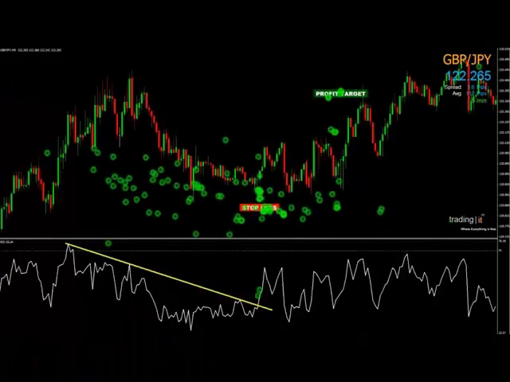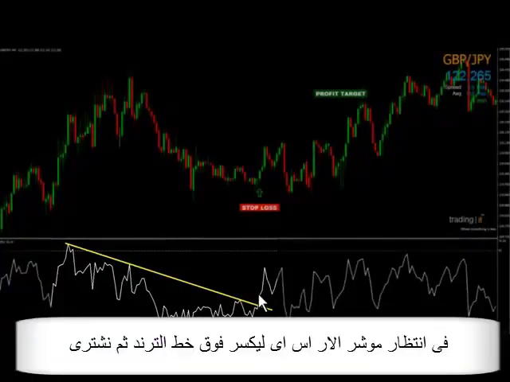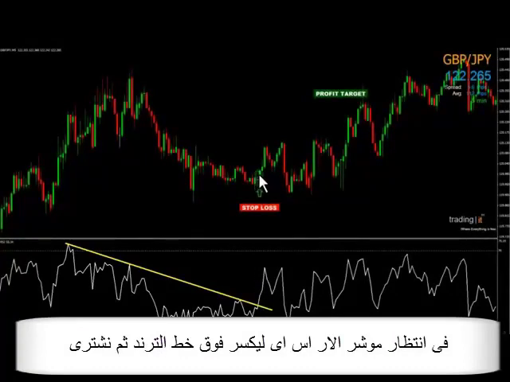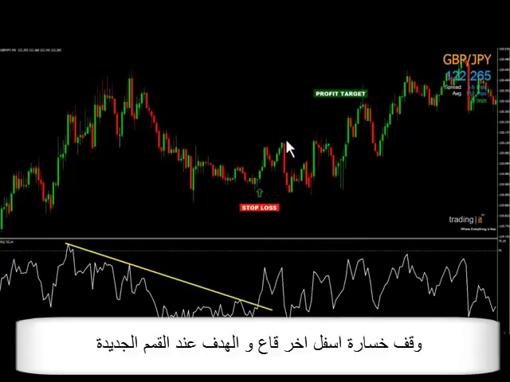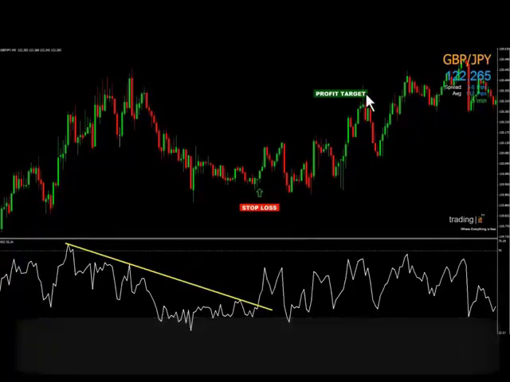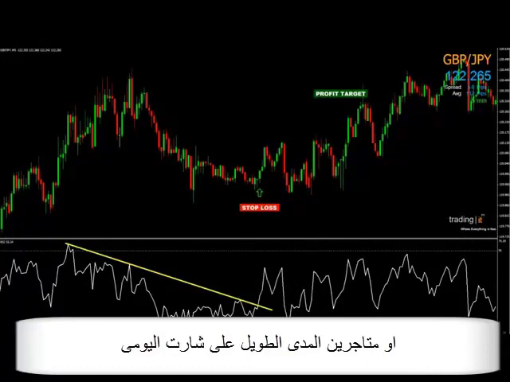For a long, we draw the trend lines here, connecting the highs, waiting for the RSI to break above the trend line, then buy. A stop loss below the swing low and a profit target at new highs. This technique can be used by scalpers on a 5-minute chart, day traders off an hourly chart, and even long-term traders off daily intervals.